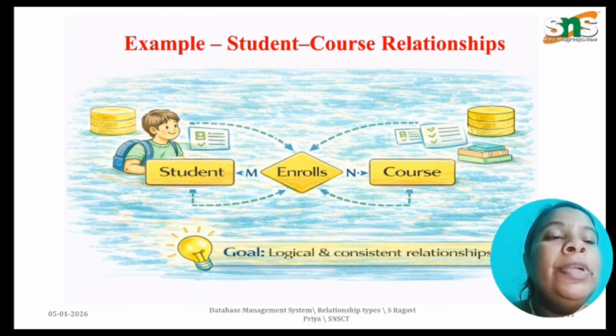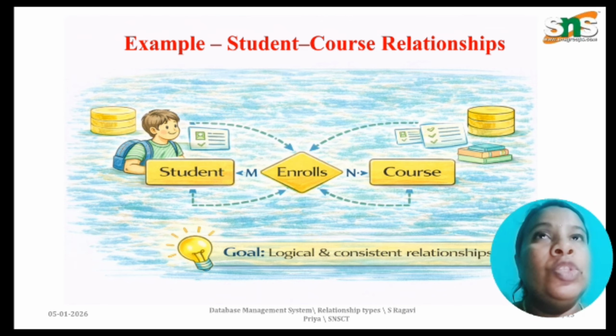So example, student course relationship. Student has many entities, we can represent it as M. Enrolls is a relationship. Then courses also, we have different kinds of courses. So it has different entity sets. So it has a wide range of cardinality. So we can say it as M:N.